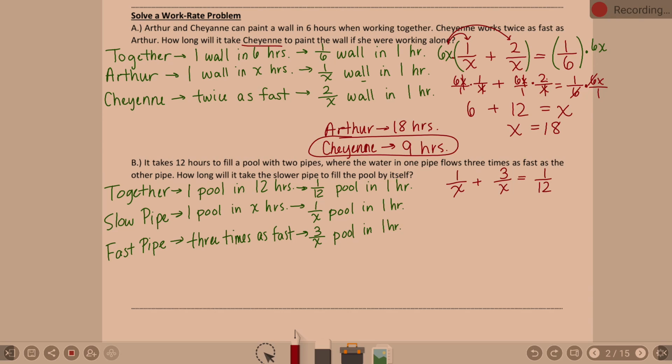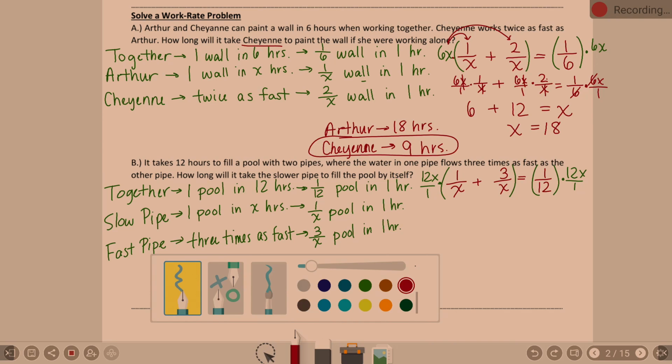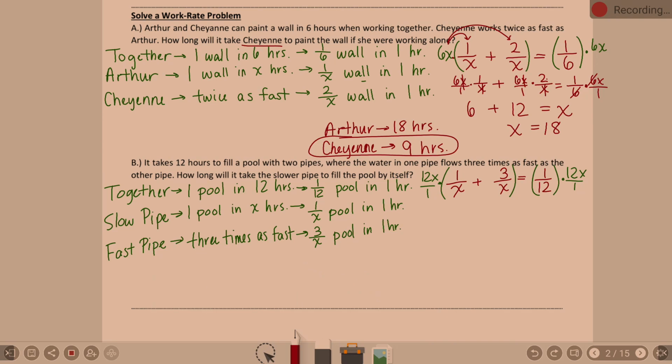Okay, what are you doing? Multiplying by 12X. Okay, I want my denominators gone. Not as bad as you guys, I don't like working with fractions. I want to get rid of them. So if my denominators are 12 and X, we're going to multiply everything by 12X. And of course 12X as a fraction is 12X over 1. Now, as you guys get better at this, do you need to write it out side by side like what I did on the first one? Not necessarily.